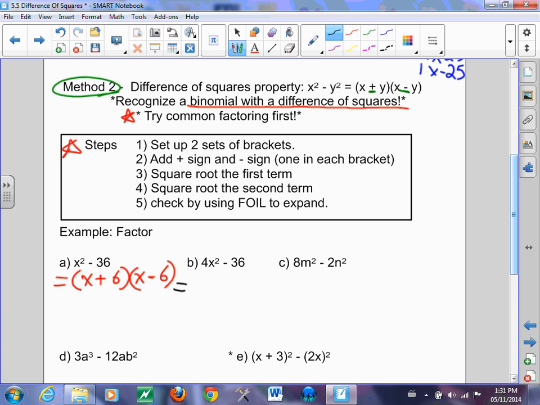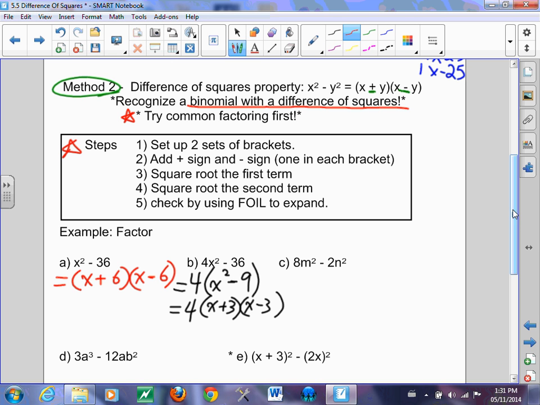In example 2, look to common factor first. Is there something we can common factor out? Yes, a 4. When we common factor a 4 out, we're left with x squared minus 9. Continue to look in the brackets, because in the brackets, folks, again, you have a difference of squares. So to do that, set up 2 brackets. Put a plus sign and a negative sign in. Take the square root of the first, which is x, and the square root of the last, which is 3. And you are done.